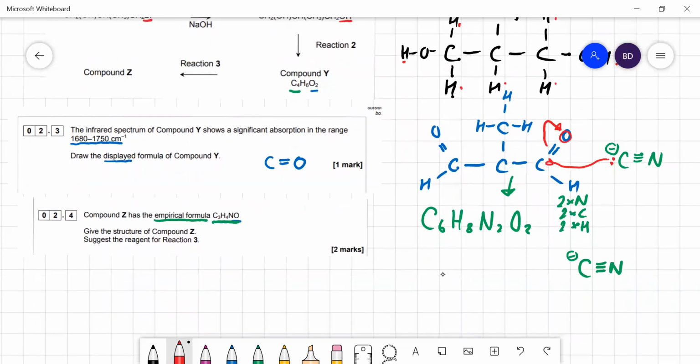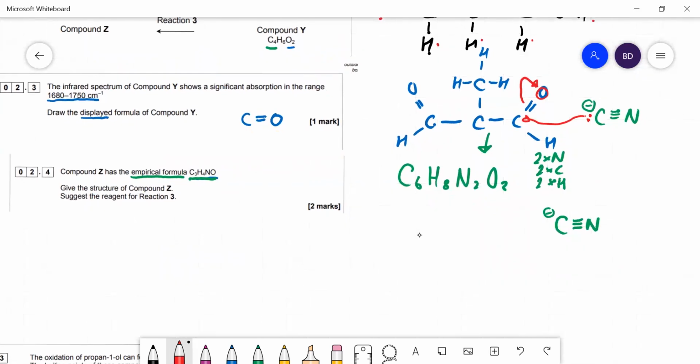So if we draw the structure of compound Z, we've got this bit is unchanged. The carbonyl is turned into an OH. We've got a cyanide group stuck on there, or a nitrile, right? And we've got an H on there. Sorry, I've missed an H off there. Should be an H there. So we've got an H there, and the same on the other side. We've got OH.